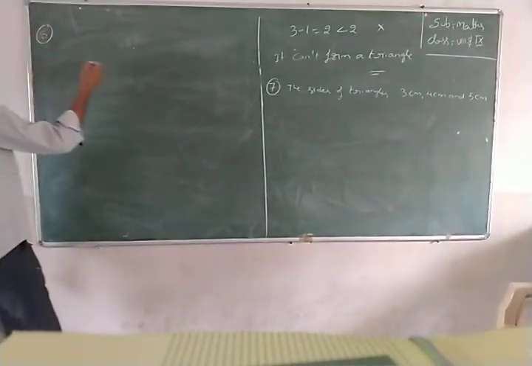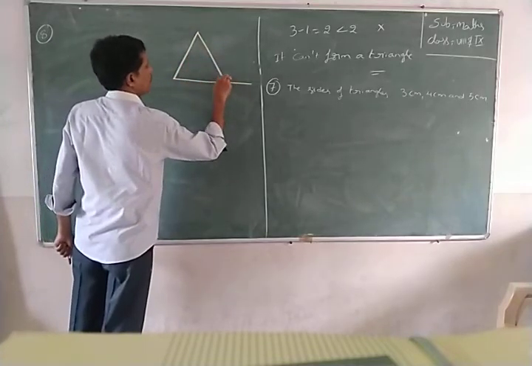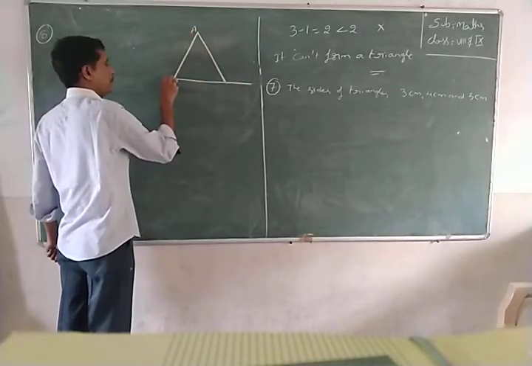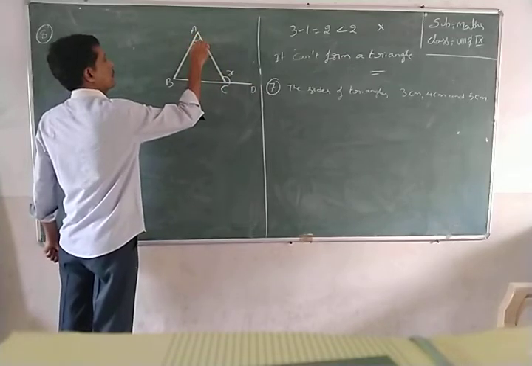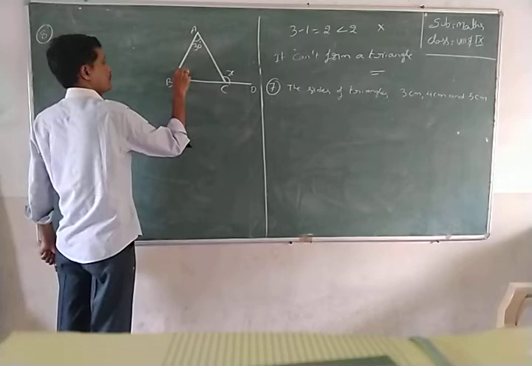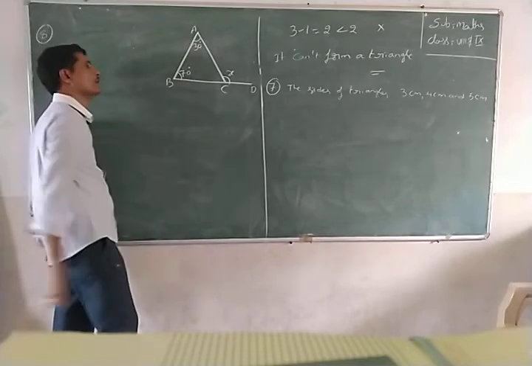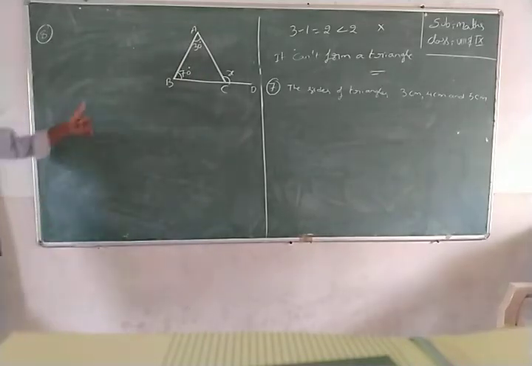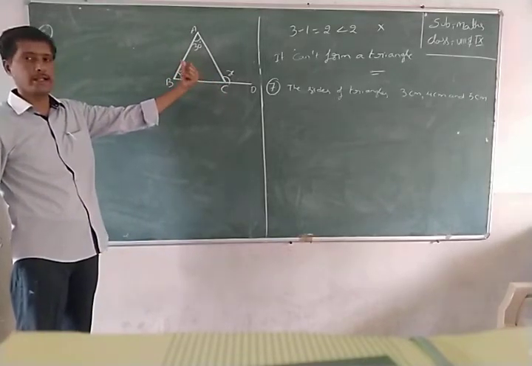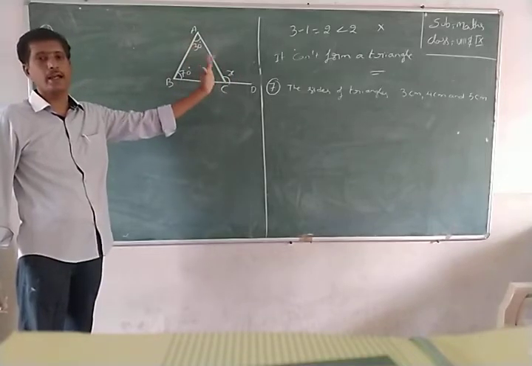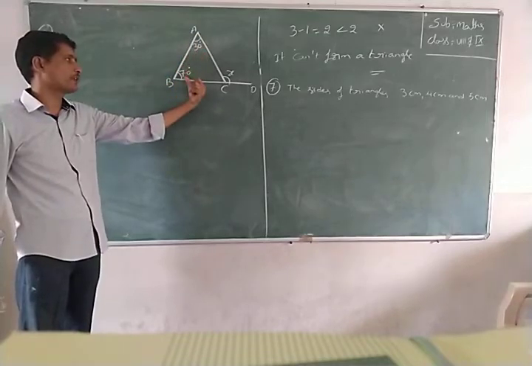Next one, suppose one figure is given. Here A, B, C, D. Here one triangle is given, therefore triangle ABC. Angle A, angle B, angle C are the interior angles. Angle ACD is the exterior angle. Here interior angle A is given as 30 degrees, angle B equal to 70 degrees.